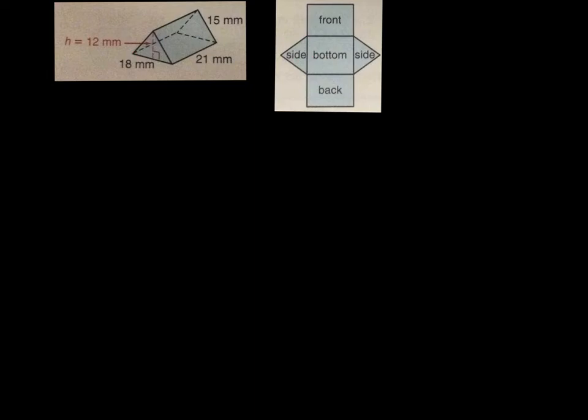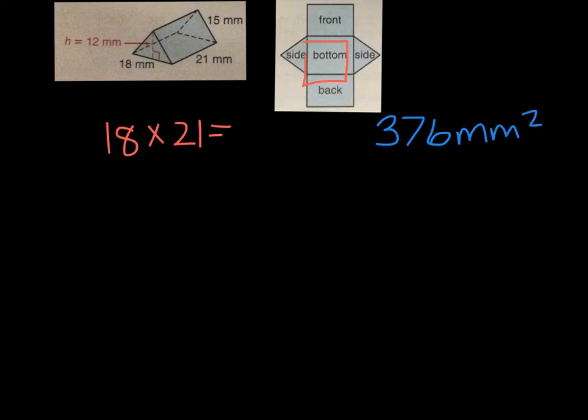So for this one, we would have 18. So the area we're going to first figure out here is the area of the bottom face. So that would be right here along the bottom. And we have 18 times 21. And that would equal 378. So I'm going to write that a little farther over so I can make sure I can line them up and add them. 378 millimeters squared.